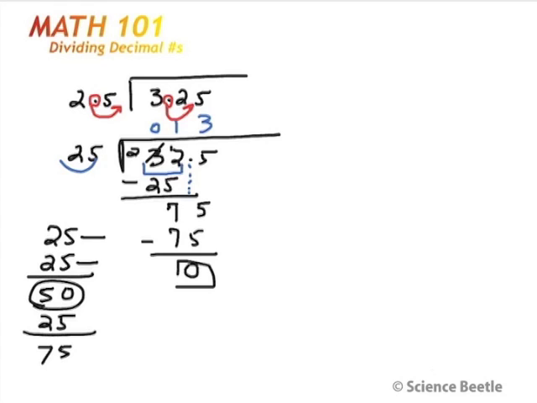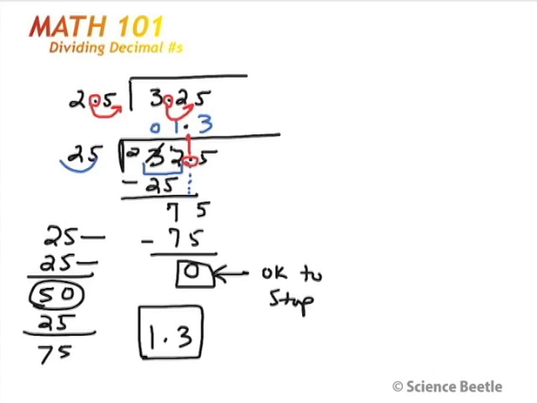Whenever I get to 0, this tells me that I can stop. So it's okay to stop at this point. That means I don't have to go any further. Why? Because there's no remainder. And so what I need to do here, since there was a decimal point here, I do need to bring that up, and the decimal point goes there. So the answer here of how many times can 25 go into 32.5 is going to be 1.3. And so that's the answer there.